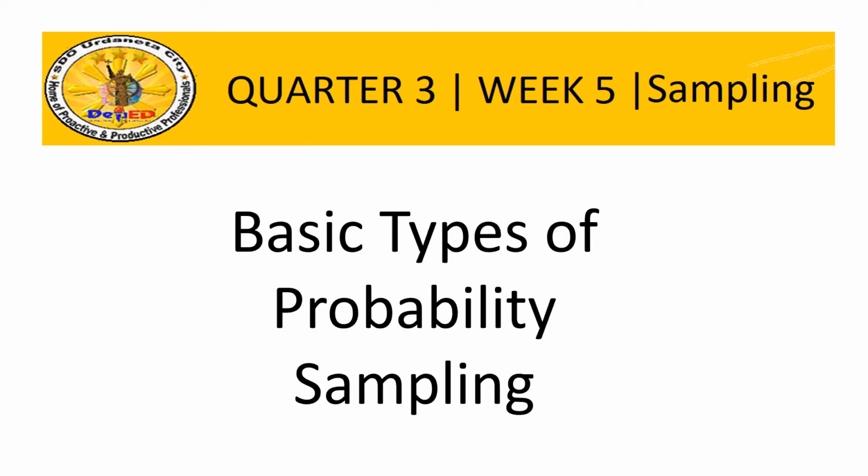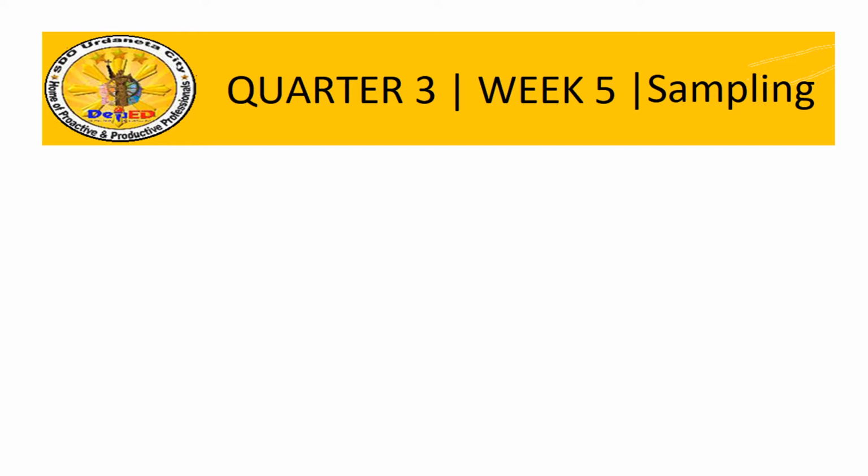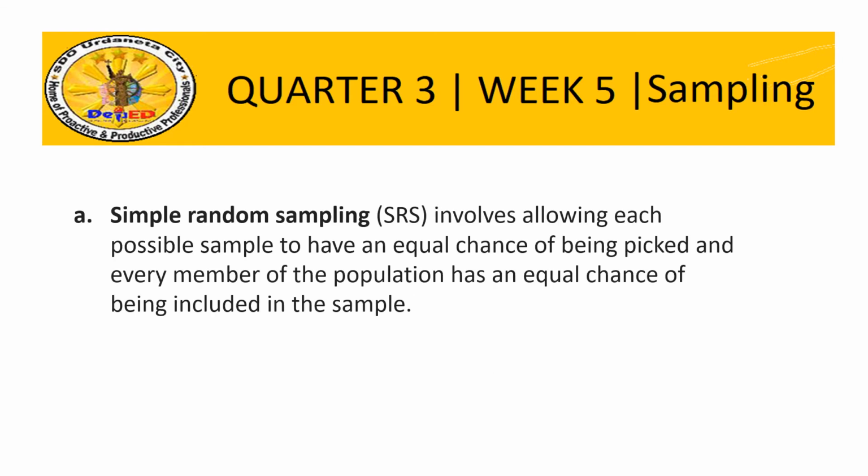So next, we have the basic types of probability sampling. So first, we have simple random sampling, or SRS. It involves allowing each possible sample to have an equal chance of being picked, and every member of the population has an equal chance of being included in the sample.